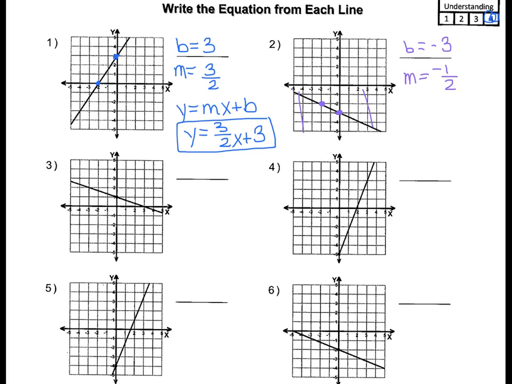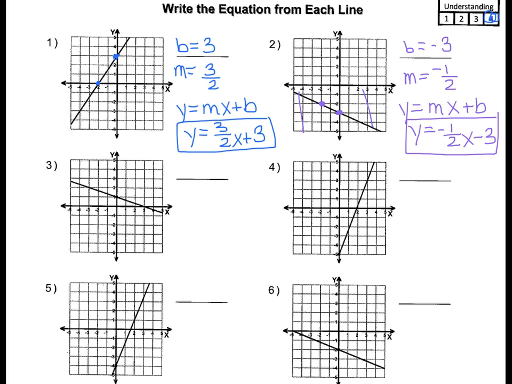So let's put it all together into y equals mx plus b. So y equals, my m is -1/2 x, and my b is equal to -3. So now you're just saying -3, and that is your answer. So now please complete problems 3 through 8 and identify your reflective understanding.